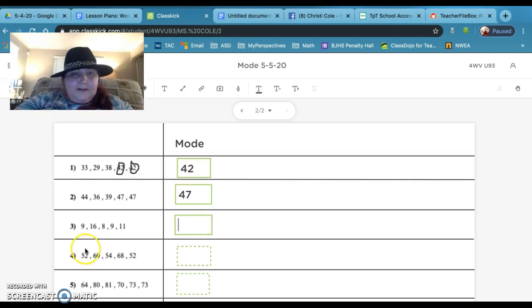Let's go to number 3. This will be the last one we do. We have 9, 16, 8, 9, and 11. We see that 11 is listed once, 9 is listed 2 times, 8 is listed once, and 16 is listed once. So 9 is the mode because 9 is listed the most times. So 9 is the mode.